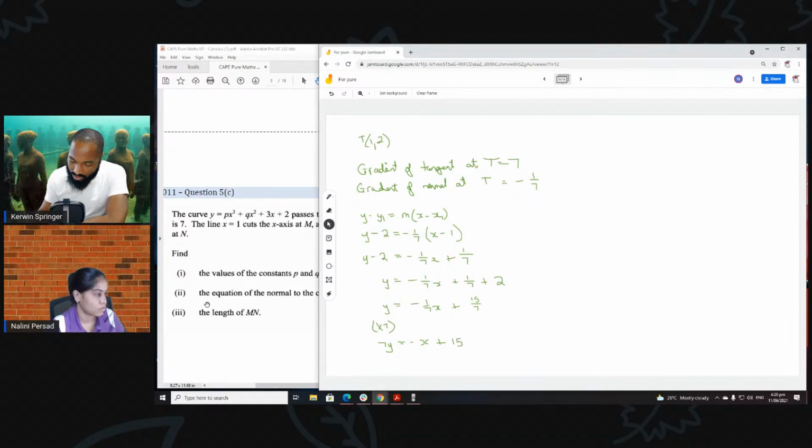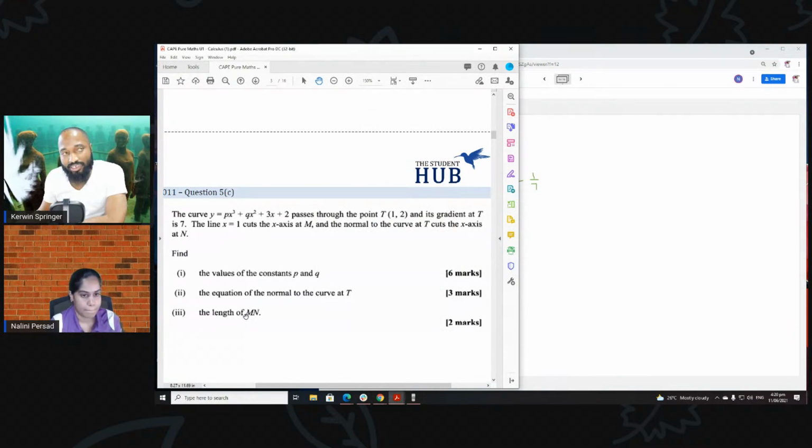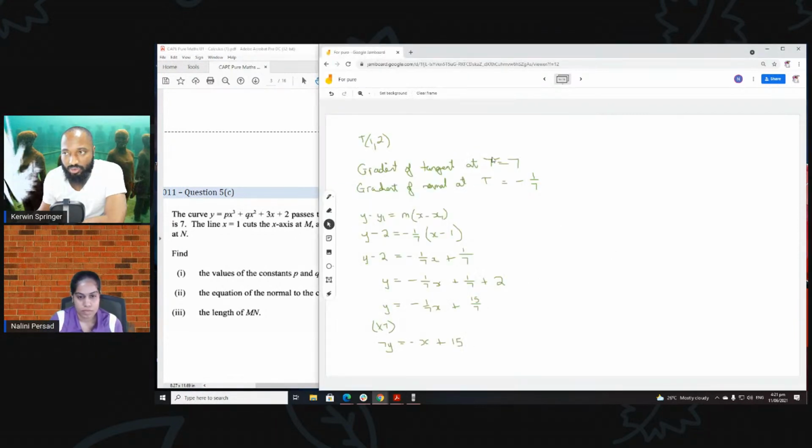Niceness. And then the last part in this question, which is back to me, the length of MN. The line x is equal to 1 cuts the x-axis at M. So we can find the coordinates of M. And the normal to the curve at t cuts the x-axis at N. So you just found the equation of the normal to the curve. You substitute it in this gradient intercept formula.